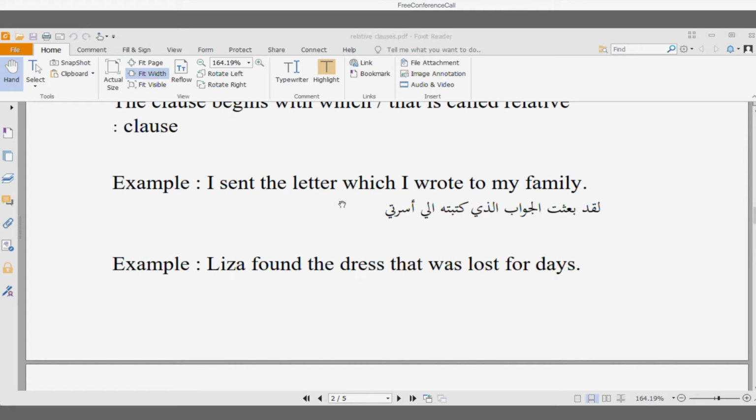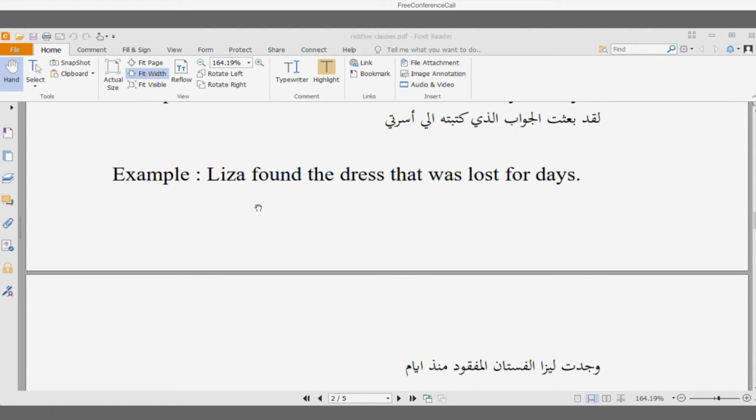I sent the letter، this is the main clause، which I wrote to my family، هي relative clause. I wrote to my family يعني relative clause اللي اجتني بعد relative pronoun أو ضمير الوصل. I sent the letter which I wrote to my family. لقد أرسلت الرسالة التي كتبتها أو الجواب الذي كتبته لعائلتي أو أسرتي.